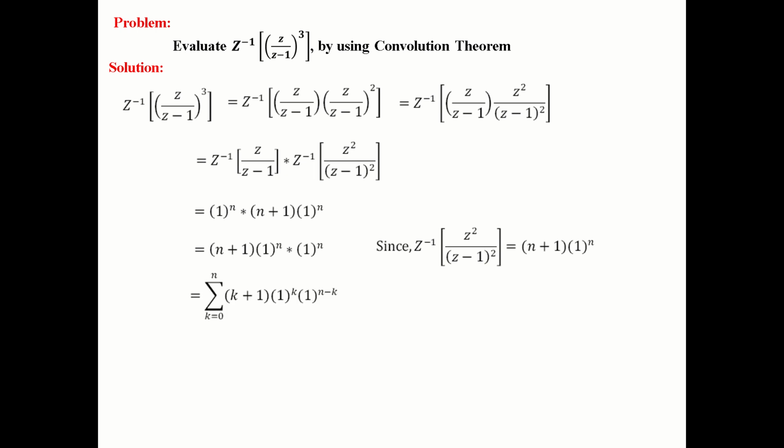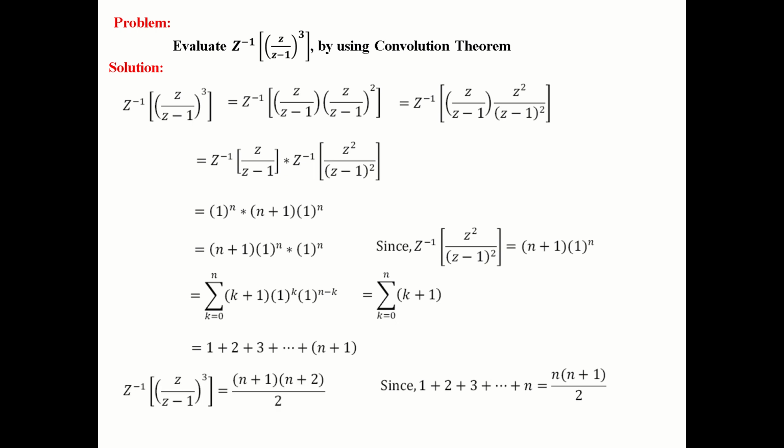Using the convolution definition, you will get summation k equals 0 to n of (k plus 1) times 1 power k times 1 power n minus k. Since 1 power k is 1 and 1 power n minus k is also 1, you get summation of k plus 1 for k equals 0 to n. Substituting, you get 1 plus 2 plus and so on up to n plus 1. We know the sum up to n is n into n plus 1 by 2; here it goes up to n plus 1, so n plus 1 into n plus 2 by 2. So Z inverse of Z by Z minus 1 whole cube is equal to n plus 1 into n plus 2 by 2.